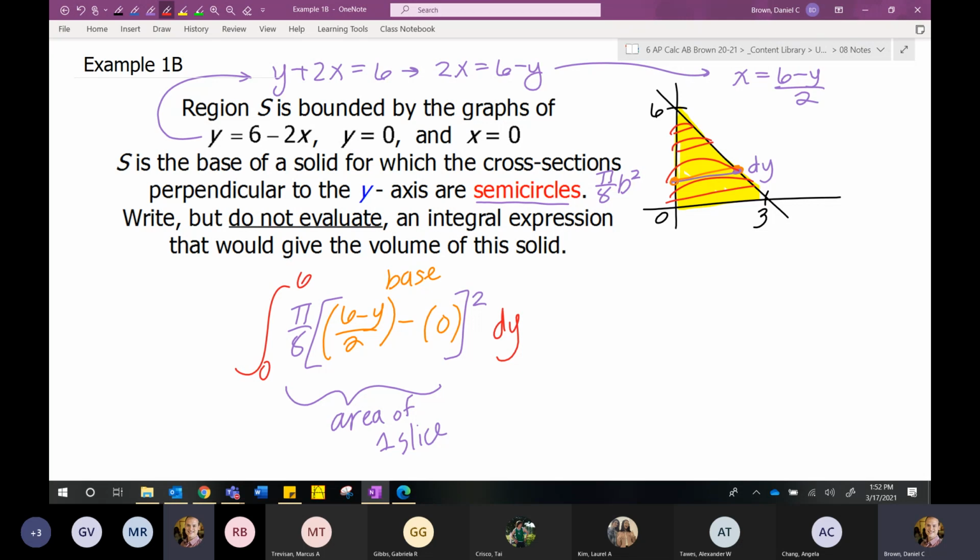Questions on that? Not too bad. And again, I think it's easier than area in some ways because you don't have to think, is it dy or dx? It basically tells you when you just see which way it's being sliced.